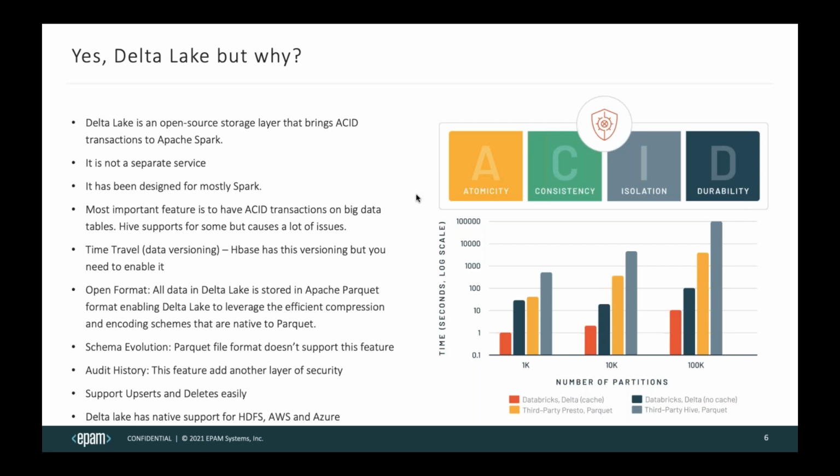Time travel. This is also quite important. If you are familiar with HBase, you know that HBase has this versioning, but you need to enable it and you need to keep it. You need to do the maintenance by yourself, and it could be a real problem. Whenever you are checking the versions, you need to keep track of it and set version numbers and so on. But Delta Lake by default supports time travel, this data versioning.